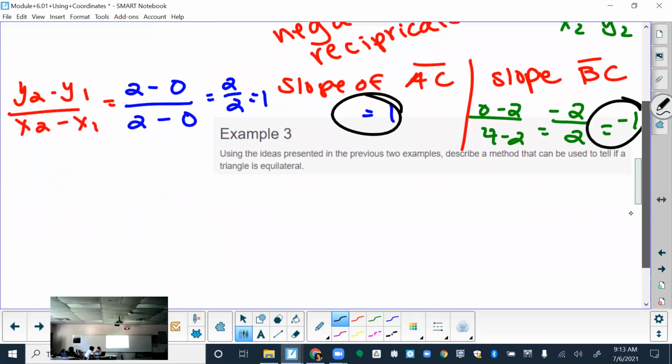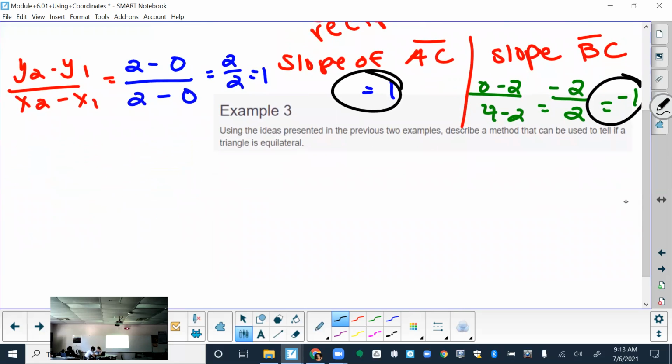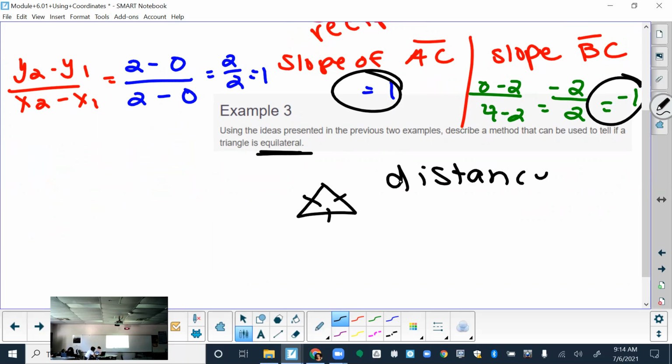All right, so example 3 down here. Using the ideas presented in the previous 2 examples, describe a method that can be used to tell if a triangle is equilateral. So what's one way that I can tell if this is an equilateral triangle? Good, if I figure out that the sides are all the same, using distance formula, good. Then I can prove that.